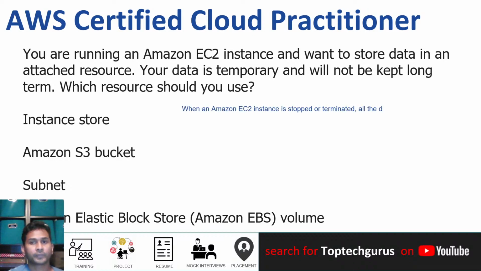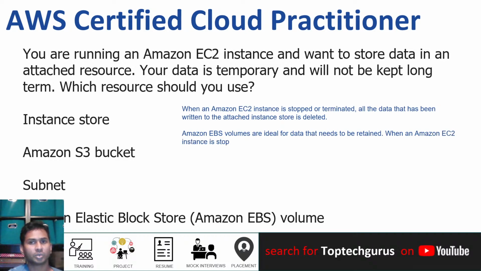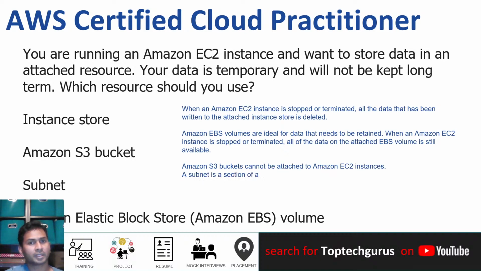So when you stop an EC2 instance, the data that's been written to an instance store is also deleted. So when you stop it or terminate it, the whole data that has been attached to the instance store is also deleted. EBS volumes, though, are ideal for data that's retained. So if even after stopping or terminating, you still want the data to persist, then you use an EBS volume. The data in that volume is still available.